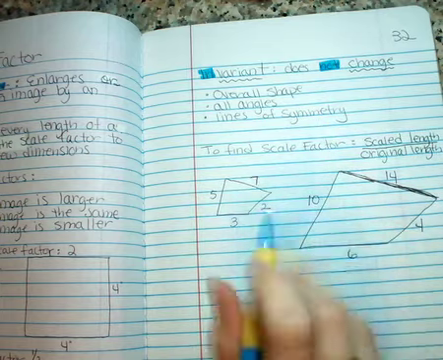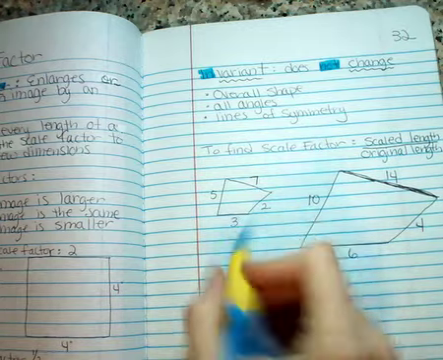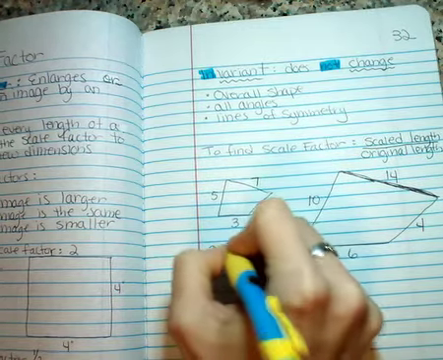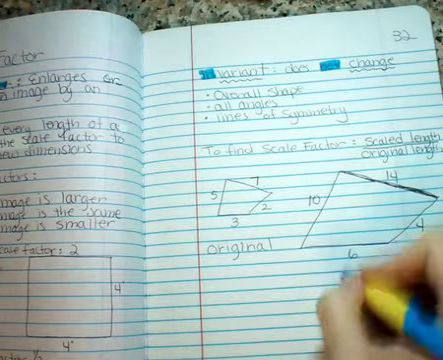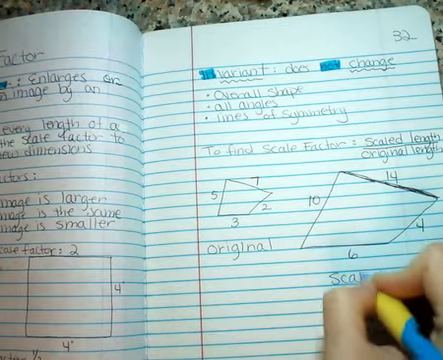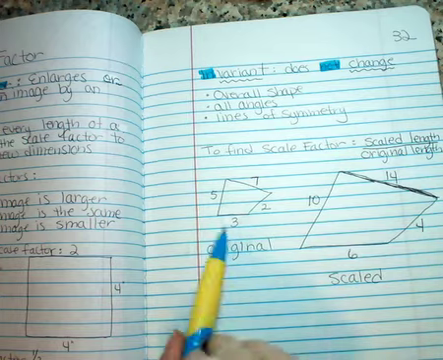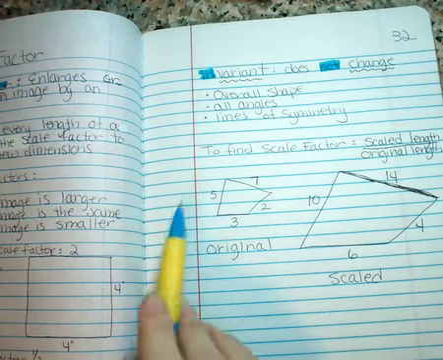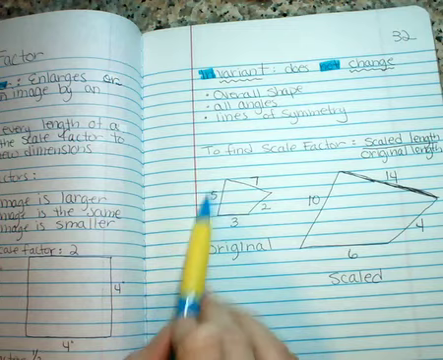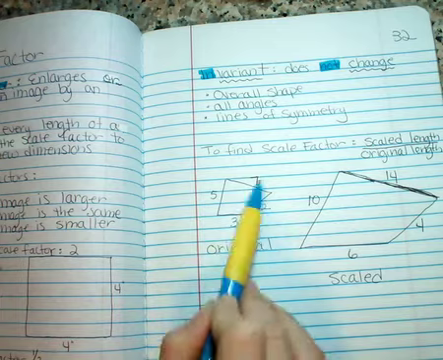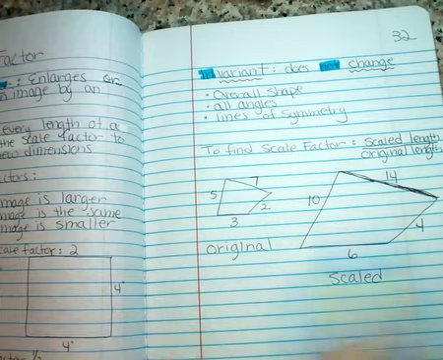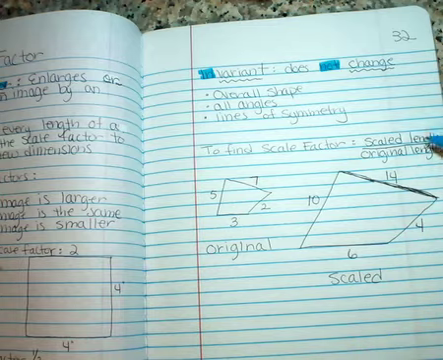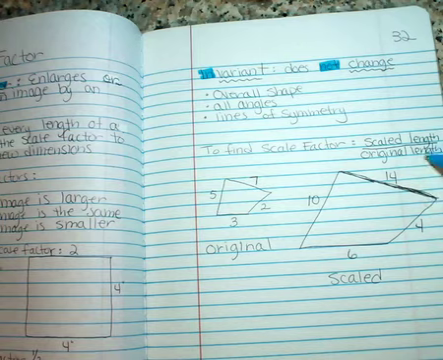To find a scale factor, so if we have an original image and a scaled image, then we know that, if these truly are scaled copies of each other, we had to have multiplied every side length of the original image times the same scale factor in order to find the new scaled image. And we can test that by dividing the scaled length by the original length.